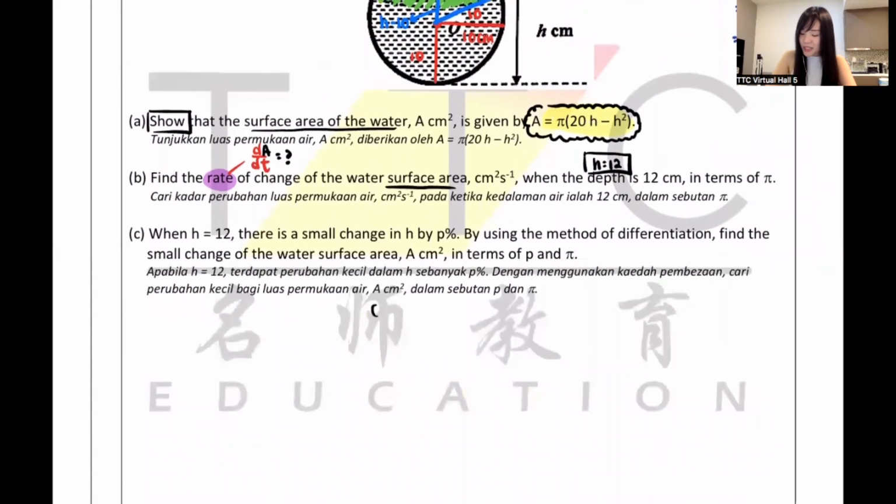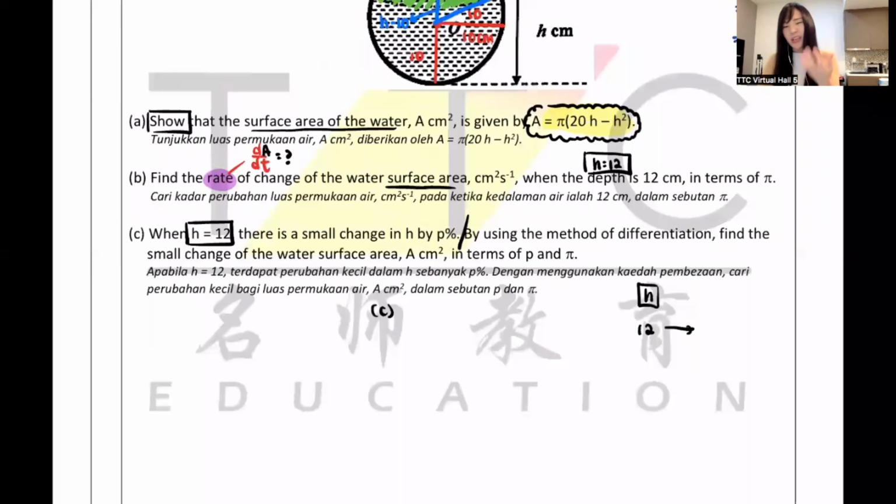They say when H is 12, there is a small change in H by P%. This one has a percent now, my dear. So how do we do this? Okay, I write for you guys. Listen to me. They say now H is 12, correct? So now this 12 will change. There's a small change, right? So this H will change by what? P%.